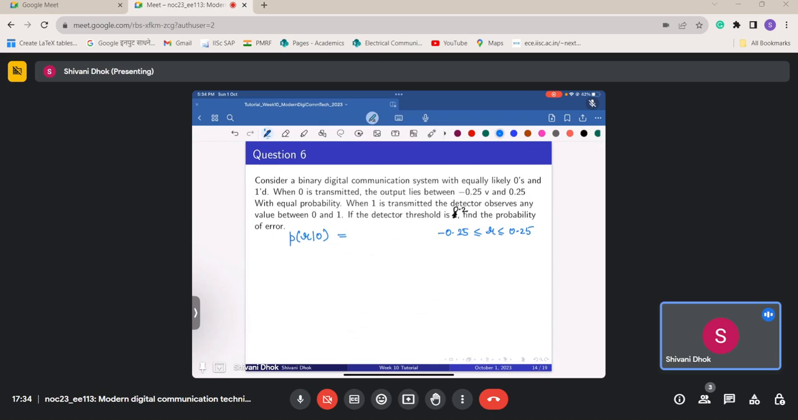If it is lying between this range, then the probability density at each and every value will be simply 1 upon 0.25 minus -0.25. So that will be equal to 1 upon 0.5, which is equal to 2, and this is equal to 0 otherwise. Let me write it in short here: this is equal to 1 upon 0.25 minus -0.25. So this is a uniform distribution.